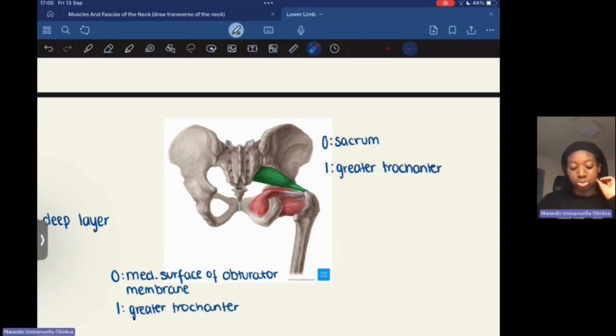So moving on to muscles of the thigh, they can be broken down into an anterior, middle and posterior group. In the anterior group, we have the quadriceps femoris, your sartorius, and then in the medial group, you have your pectineus, adductor longus, adductor brevis, adductor magnus, gracilis, obturator externus, and then the posterior group, you have your biceps femoris, semitendinosus, semimembranosus.